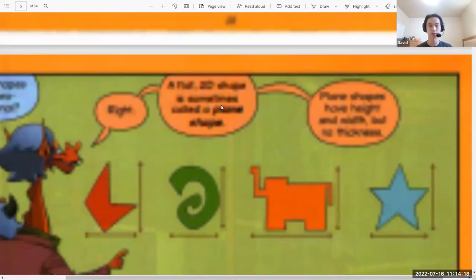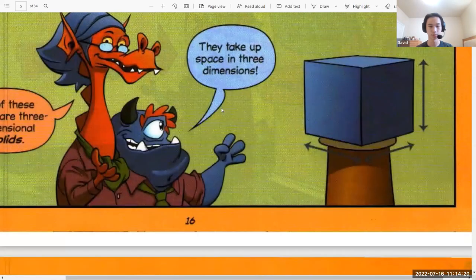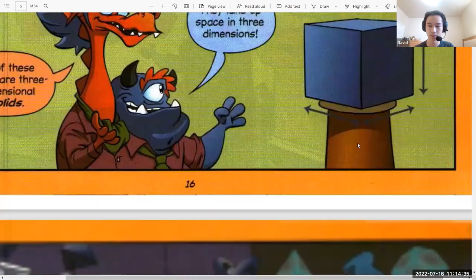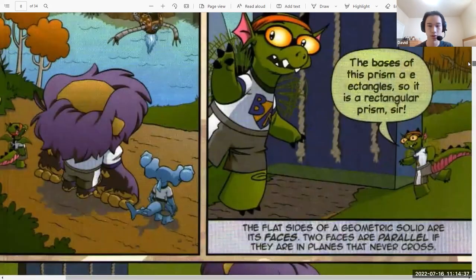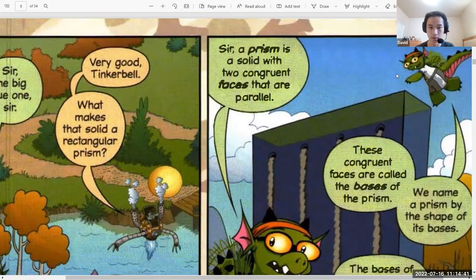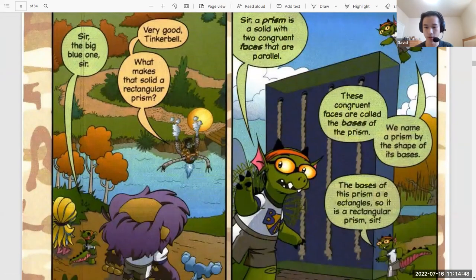Three dimensions is everything we see in real life. So this is something we're more accustomed to. Anything, my phone, my calculator next to me, these are all three dimensions because you can measure the height, width, and the length of the object. All right, so now we're talking specifically about three-dimensional shapes. And the first one that we're just about to talk about is called a prism. So here, this is a big panel.